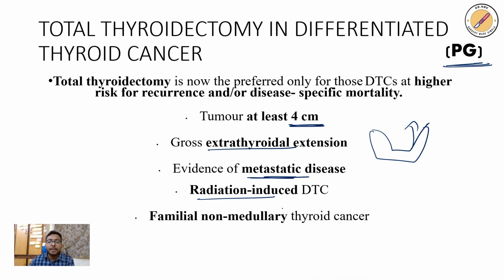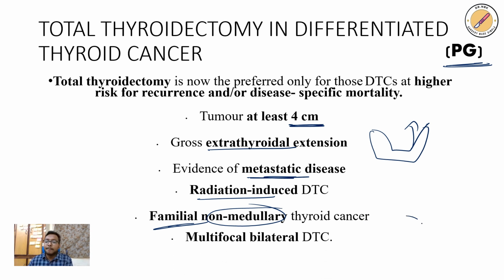Then familial non-medullary thyroid cancer. If it is not a medullary cancer but there has been positive family history, you need to go for total thyroidectomy. Then multifocal or bilateral differentiated thyroid cancer, again you need to go for total thyroidectomy. These are the important scenarios of high rate of recurrence. That is why you are going for total thyroidectomy. Otherwise, you can go for hemithyroidectomy based on the scenario.